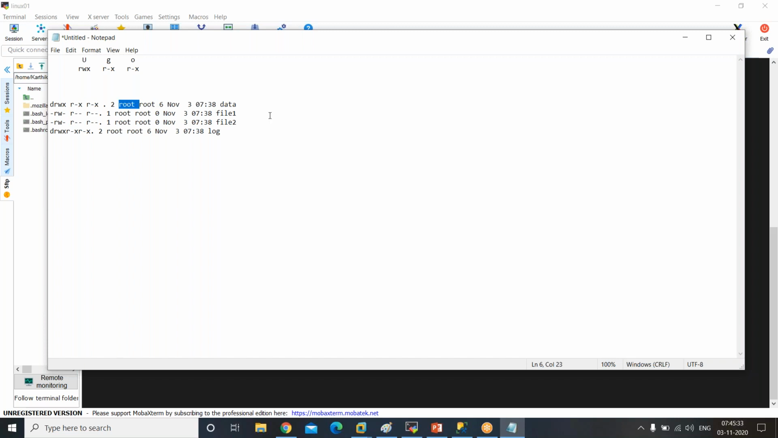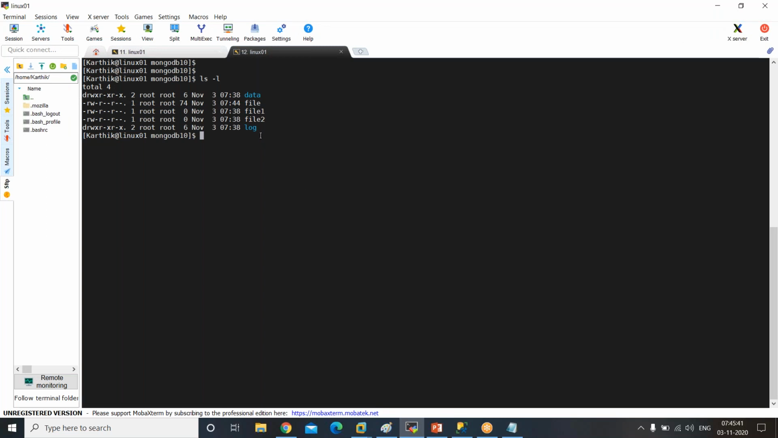He does not come under owner. He'll come in the other group basically. Others is everyone else in the machine. Others means here. So Karthik can read it. Let me tell you why. You can read the file because on this file, others have the read permission.